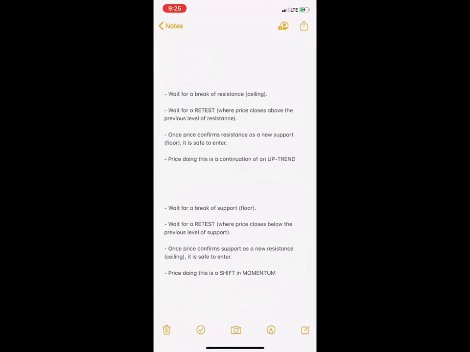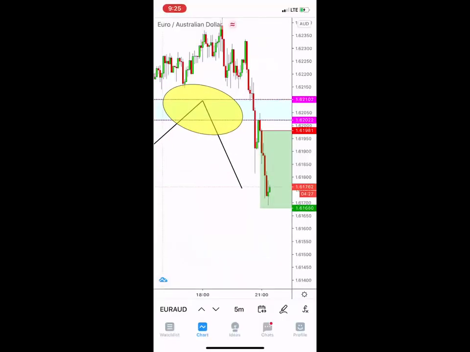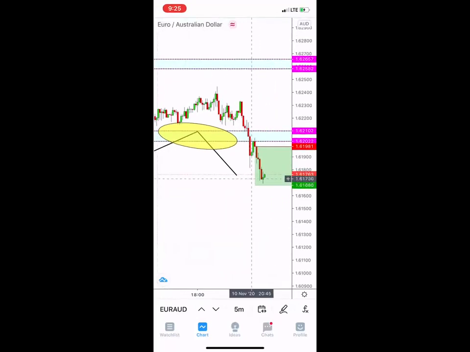Waiting for a retest. This is what a retest means, where price closes below the previous level of support, which is exactly what we just saw. We saw price close below and then retest in there and go back into the zone and make its move to the downside. So anywhere on this downward movement could have been potentially your entry.